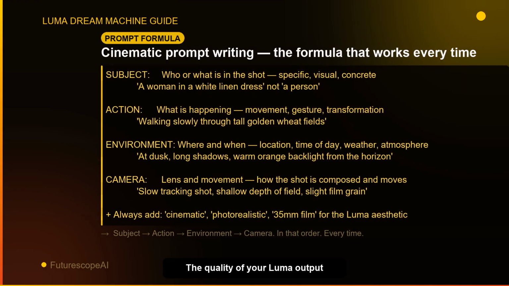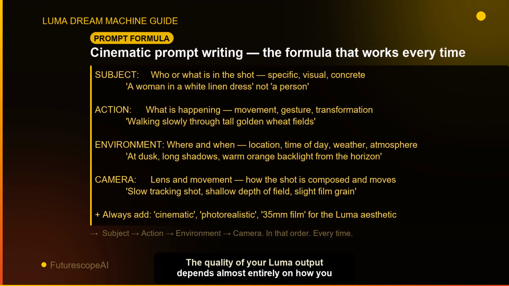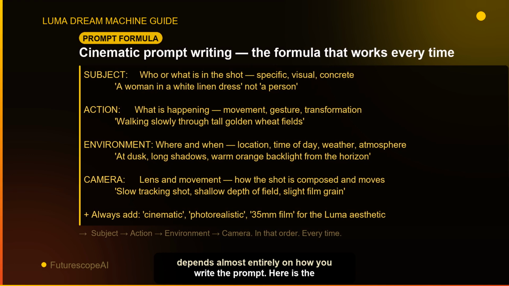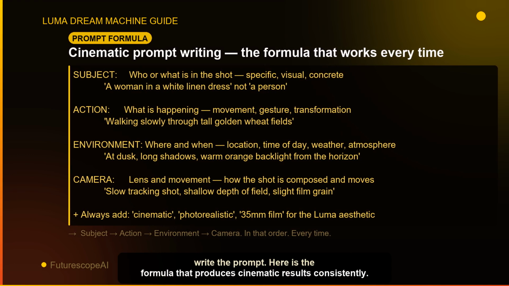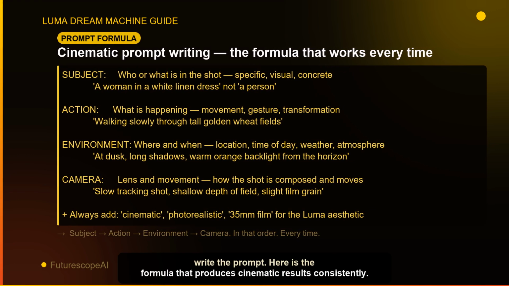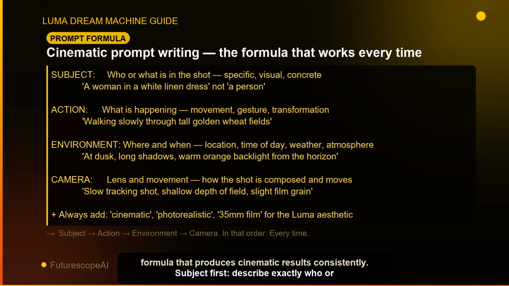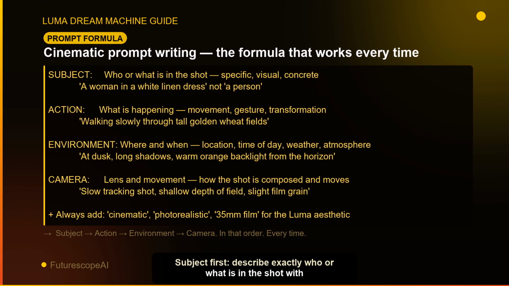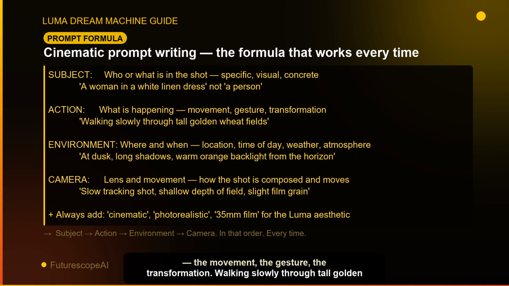The quality of your Luma output depends almost entirely on how you write the prompt. Here is the formula that produces cinematic results consistently. Subject first, describe exactly who or what is in the shot with specific visual detail. A woman in a white linen dress, not a person, not a figure. Specific. Action second, describe what is happening, the movement, the gesture, the transformation. Walking slowly through tall golden wheat fields.